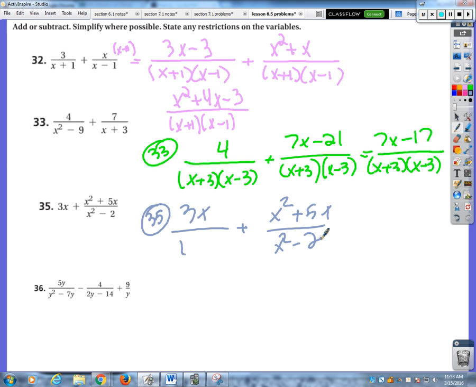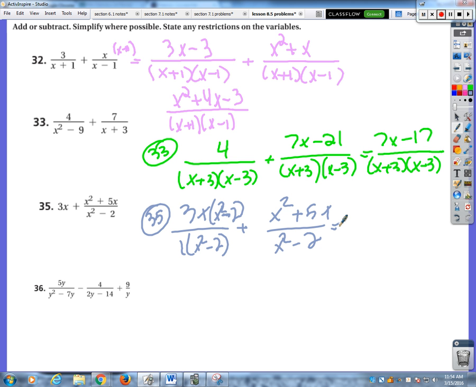So what do I have to multiply the denominator on the left by in order to get a common denominator? X squared minus 2. So what do I have to multiply the numerator on the left by? X squared minus 2. Okay, so that's kind of a weird one because the one on the left wasn't really a fraction, but you can always make it into a fraction by just putting it over 1.